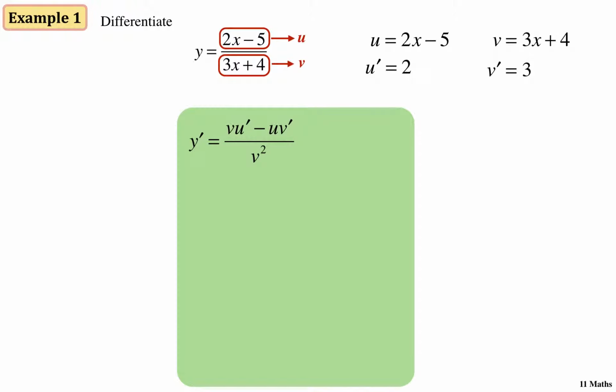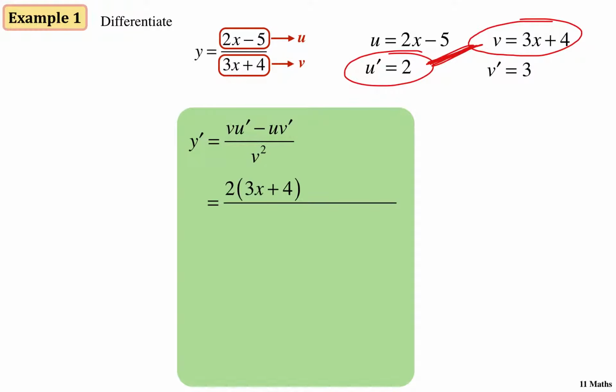Here's our formula. Now remember, when we're writing the formula, it's going to be v times u dash first. Now what's v and u dash? There's v, there's u dash. They are being timesed first. Now if I times them, I can see the u dash is just a number 2. That's going to be easier just to put 2 multiplied by 3x plus 4 and make sure the 3x plus 4 is in brackets. The second part is minus u times v dash.